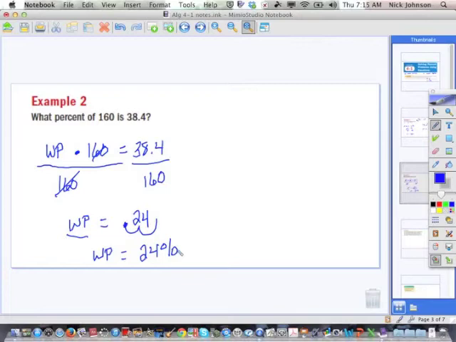So 38.4 is 24% of 160, which is almost a quarter. 40 is a quarter, so 38.4 is a little bit less than that. So yeah, that should make sense to you.